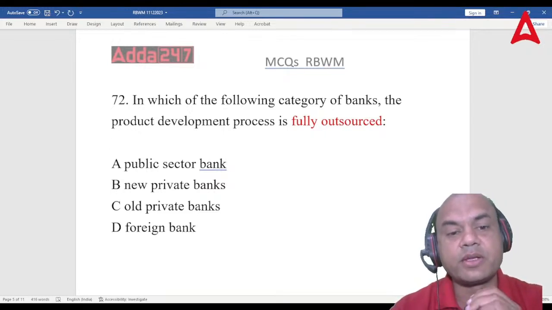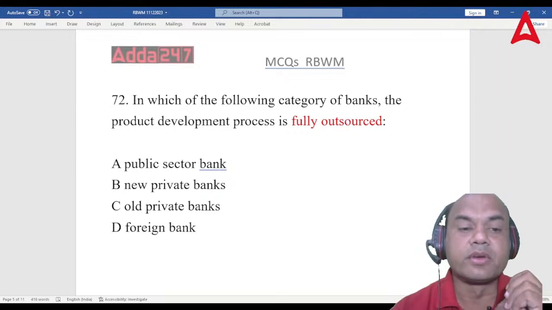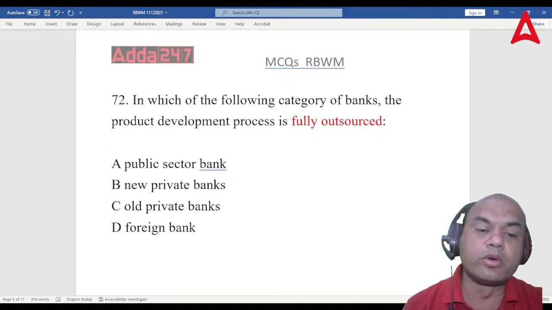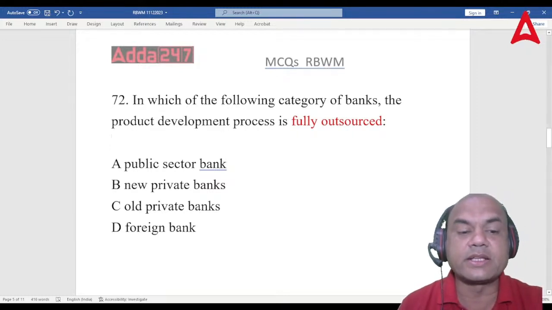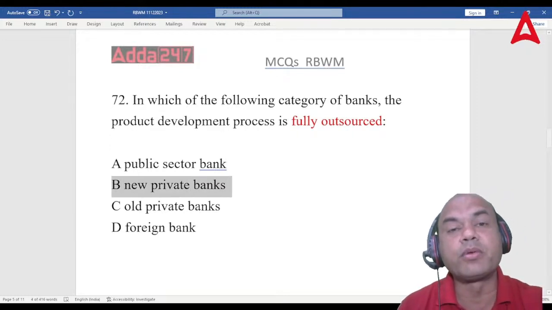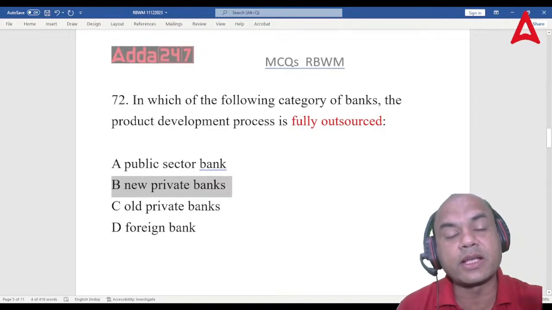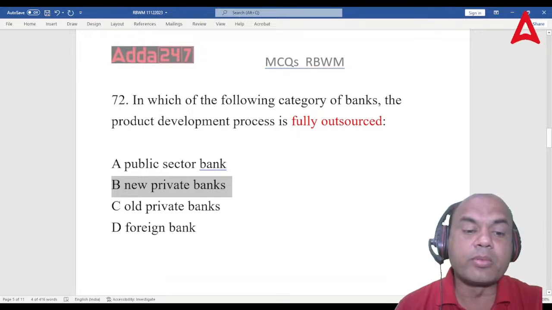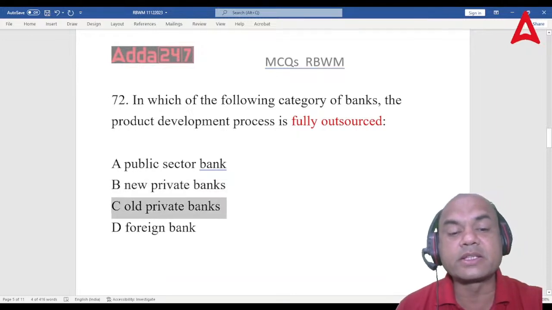I'll be taking that only. Okay. So, fully outsourced in which bank? See here, new private sector banks means what? These are HDFC Bank, ICICI Bank, which have come into existence after 1991, Narsimham Committee. Old private sector banks means those banks were existing earlier.